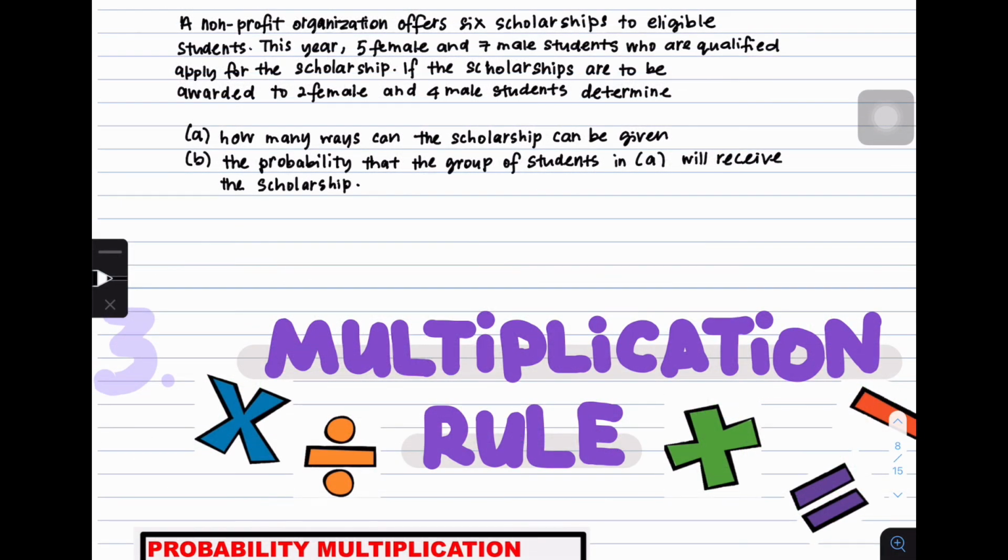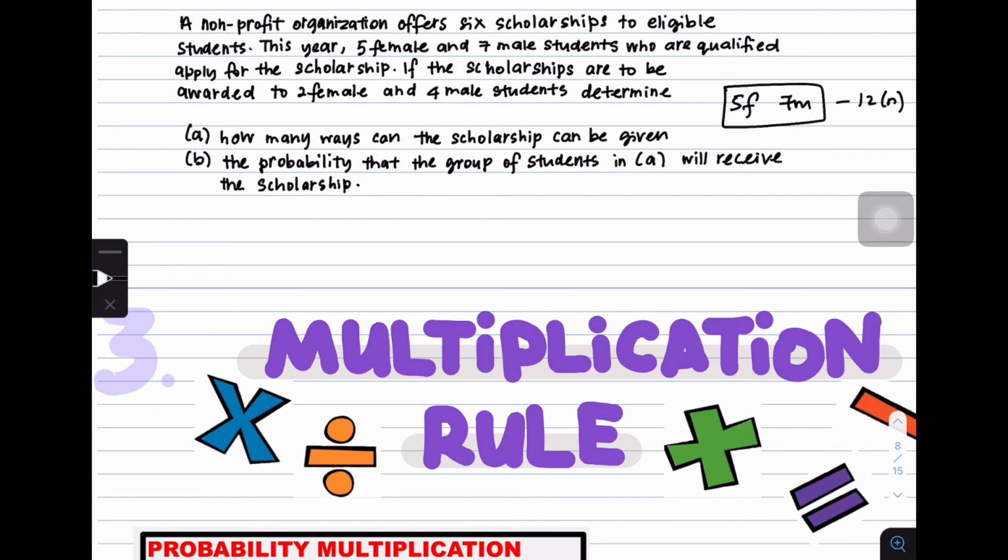A non-profit organisation offers 6 scholarship to eligible students. Okay, so ada satu organisasi non-profit, dia offer 6 beasiswa untuk student-student yang layak. So this year, 5 female and 7 male student who are qualified apply for the scholarship. So ada 5 female dan 7 male student yang layak ni apply. So kita ada number of n is equal to 12 ya. Ni n kita.